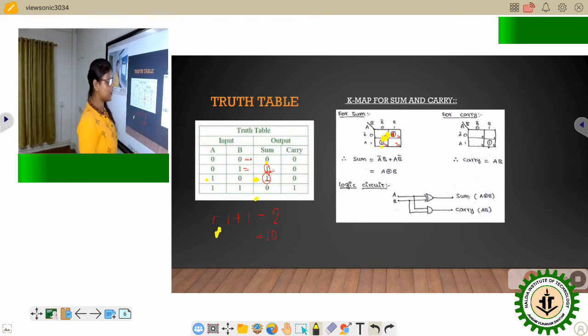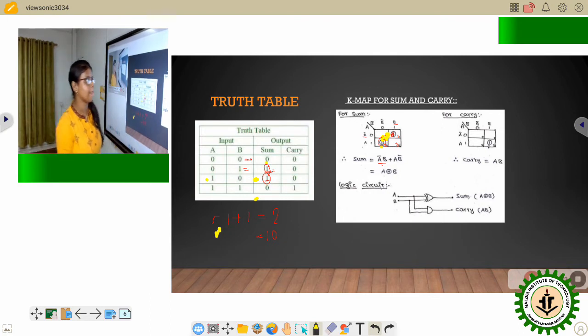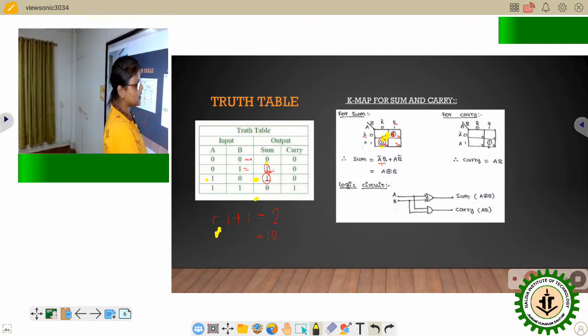So we get the sum output as A dash B plus A B dash. A dash B plus A B dash is equal to A XOR B. In case of carry, we get 1 only in place of 3, so carry is A and B.